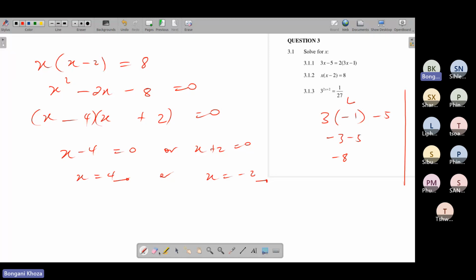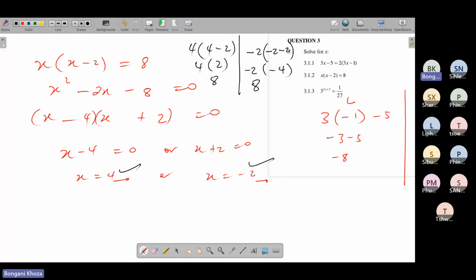Right. Again, you check, is my answer correct? For the left-hand side, I'll have 4 times 4 minus 2. This will give me 4, this will give me 2, so 4 times 2 gives me 8. So that means this value is correct. Let's check the other value. So I'll have minus 2 into minus 2 minus 2. So this gives me minus 2, this gives me minus 4, this gives me plus 8. So that means this value is also correct. Any questions on that one?